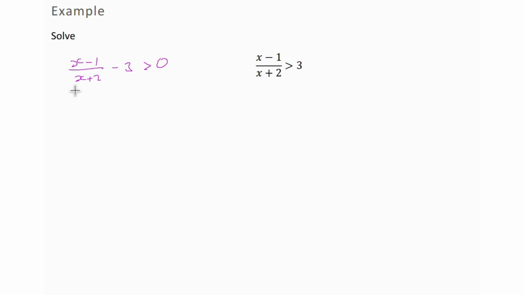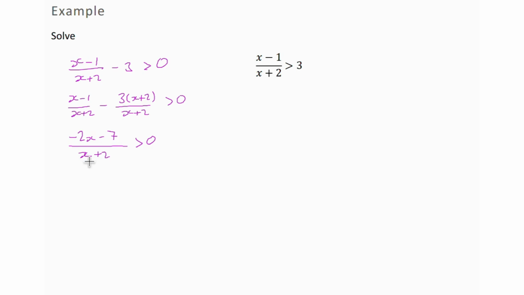I'm going to then combine these algebraic fractions: (x minus 1) over (x plus 2), take away 3 lots of (x plus 2) over (x plus 2) to get a common denominator so I can add them, which means I'm dealing with x minus 3x, so that's minus 2x, minus 1 minus 6, so minus 7, all over (x plus 2) is greater than 0. Actually, instead of solving this inequality, I'm going to solve this inequality, which is algebraically identical.